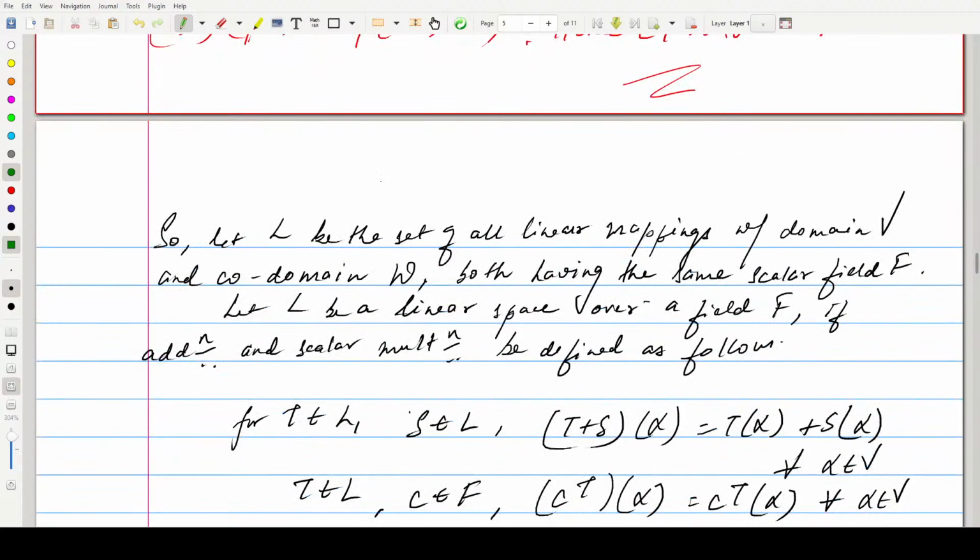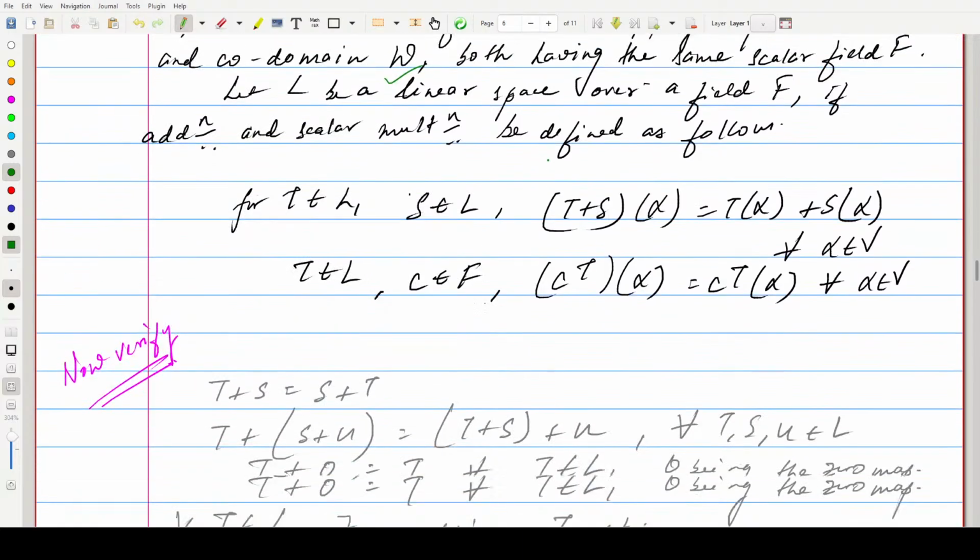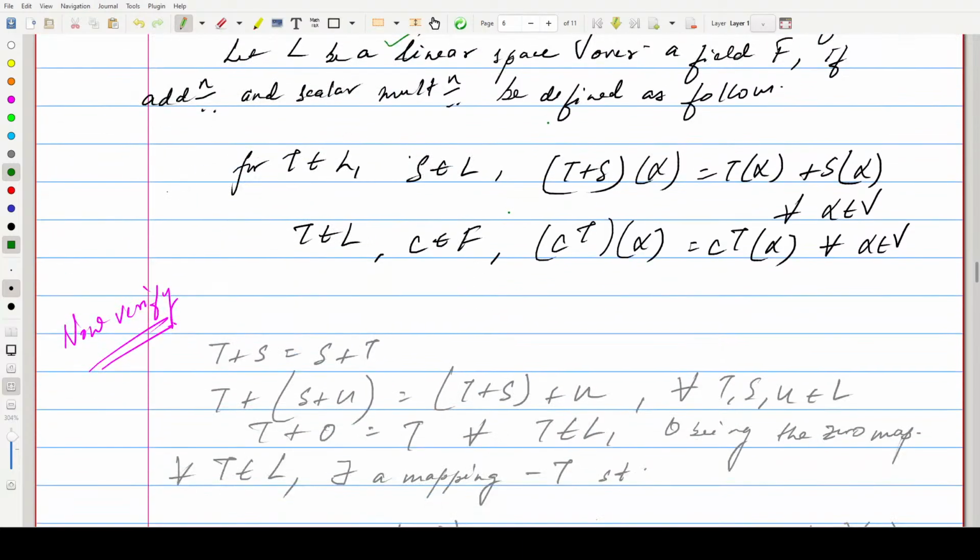So how do we prove that this is a vector space? Let L be the set of all linear mappings with the domain V and the codomain W, both having the same scalar field F. Let L be a linear space over a field F if the addition and the scalar multiplication are defined like so. As we have seen in the previous deduction, now it's just a matter of verification.